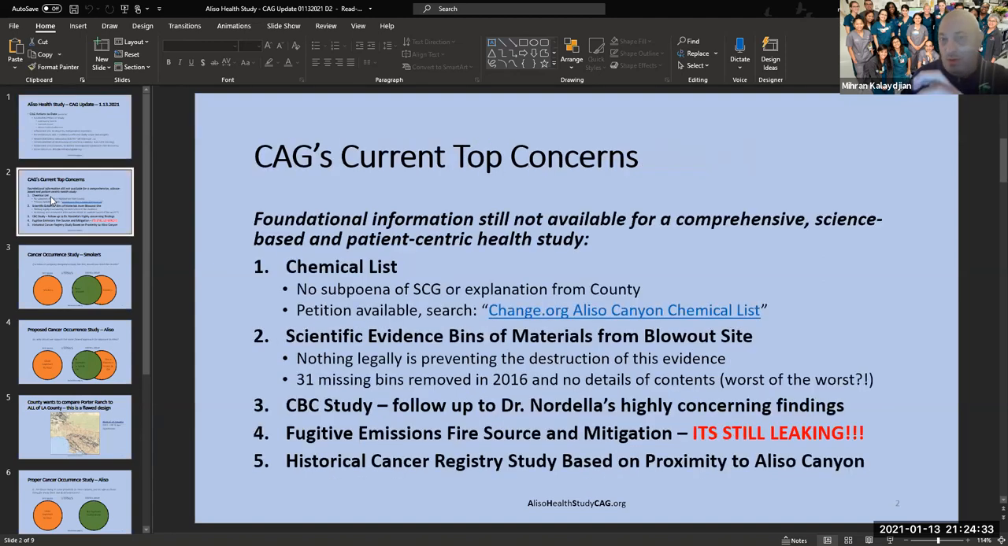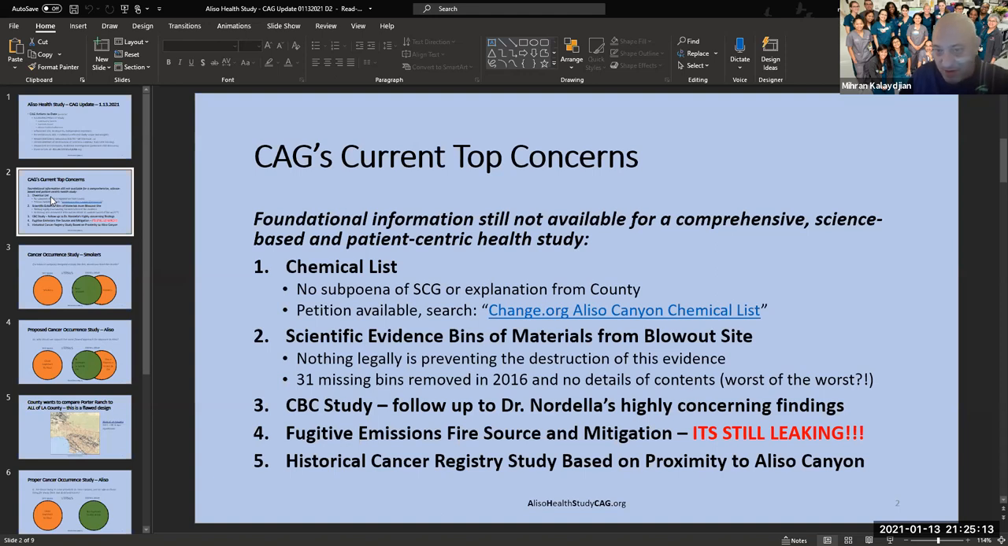Two, we have very serious concerns that we've been challenging in the last 5 years, and we don't know what else we need to do. One of them is the chemical list. There is no subpoena of the SG or explanation from the county. There is a petition available right now. If you go to change.org, Aliso Canyon chemical list, there has been scientific evidence of materials from the blowout site. Nothing legally is preventing the destruction of this evidence.